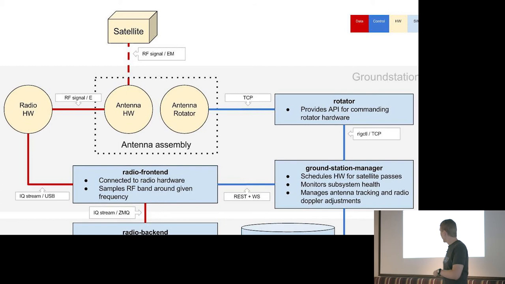And then the data comes down here. The radio backend basically provides a subscription API for the apps. So: this satellite is now here. Please connect here if you want to talk to it. It archives data if we want, and does additional encoding and decoding.